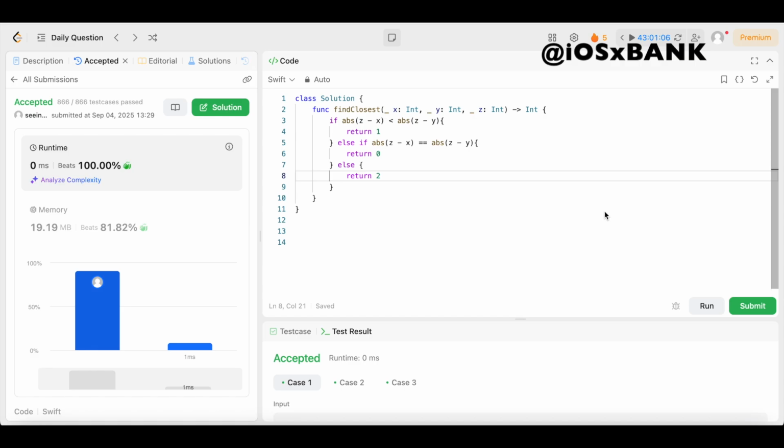So once again, we're just trying to see which person is closest to the third person, and whichever person is closer, that's the person we're going to return.